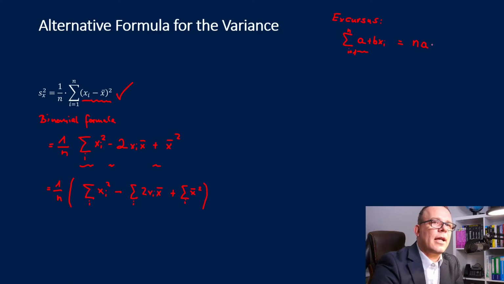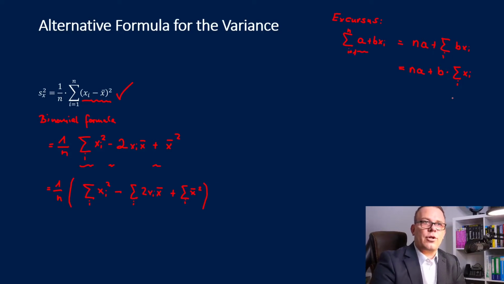So n times a plus the sum sign across all i, b xi. Well, and the b, of course, is multiplied with xi, we can also take it out of the sum sign. So we have n a plus b times the sum across all xi. So this is very important to know how to handle additively connected variables and multiplicatively connected variables.